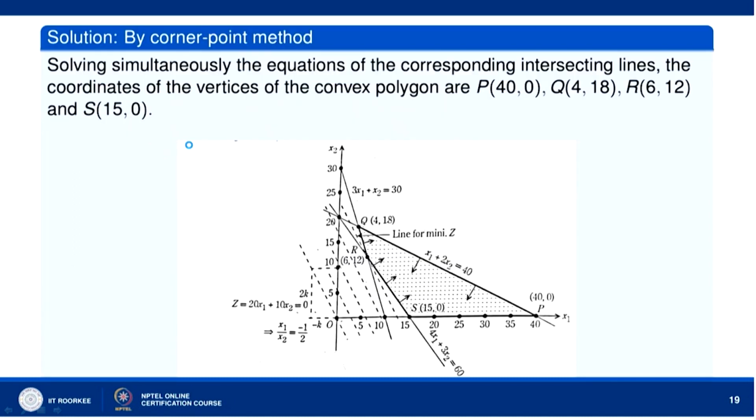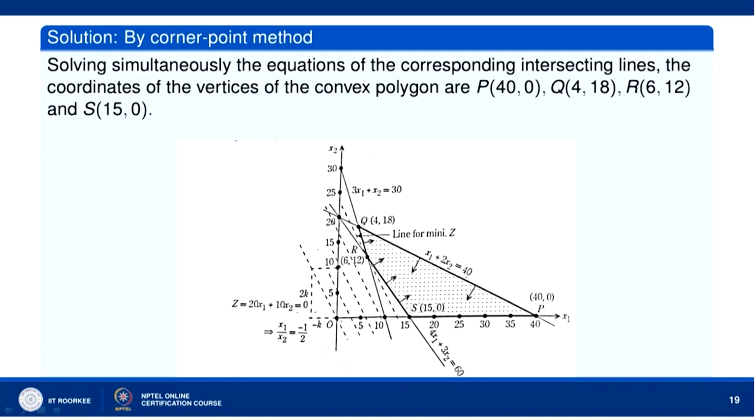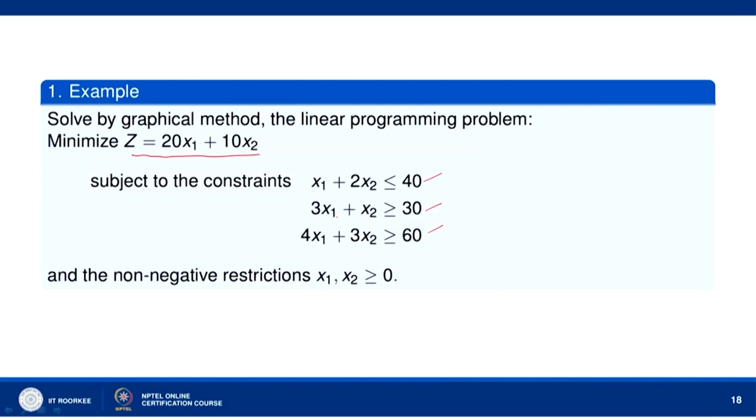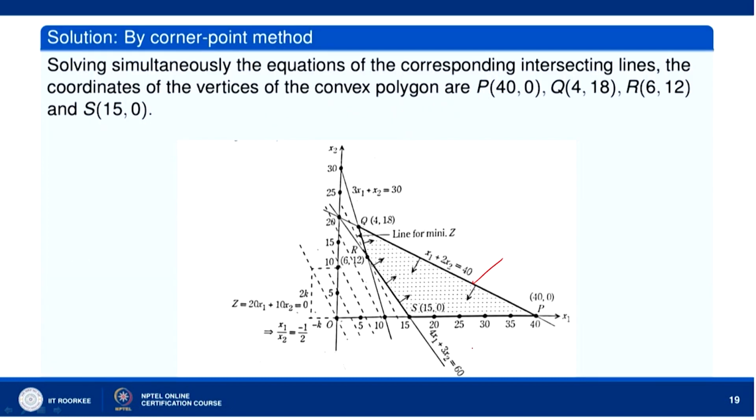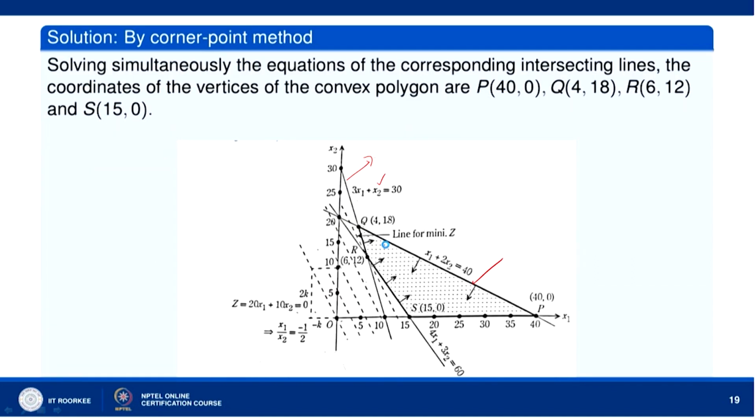So, this is the figure. We consider three lines. x1 plus 2 x2 equal to 40, this is that line. Then consider the line 3 x1 plus x2 equal to 30. So, this is 3 x1 plus x2 equal to 30. Then consider 4 x1 plus 3 x2 equal to 60, this is 4 x1 plus 3 x2 equal to 60.